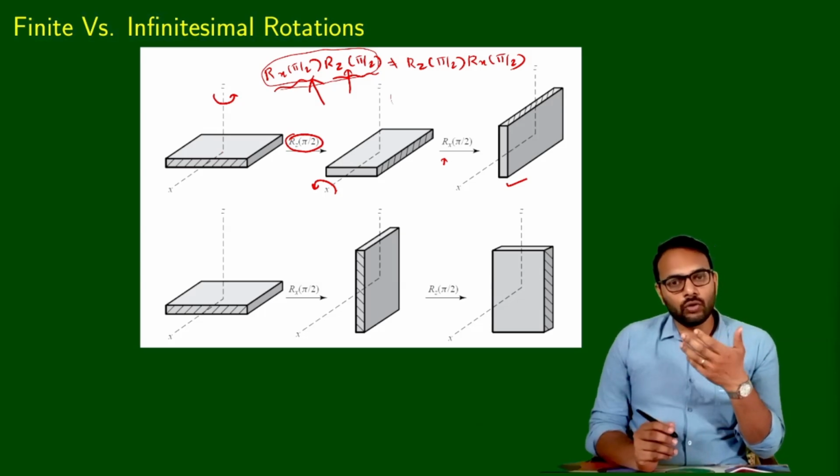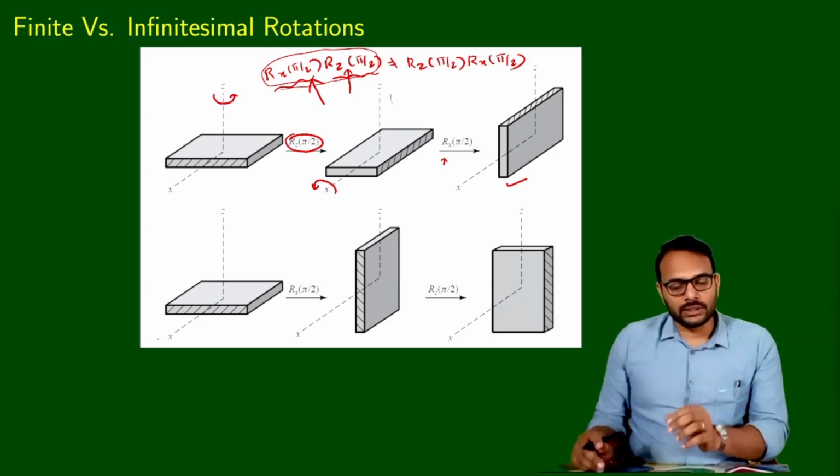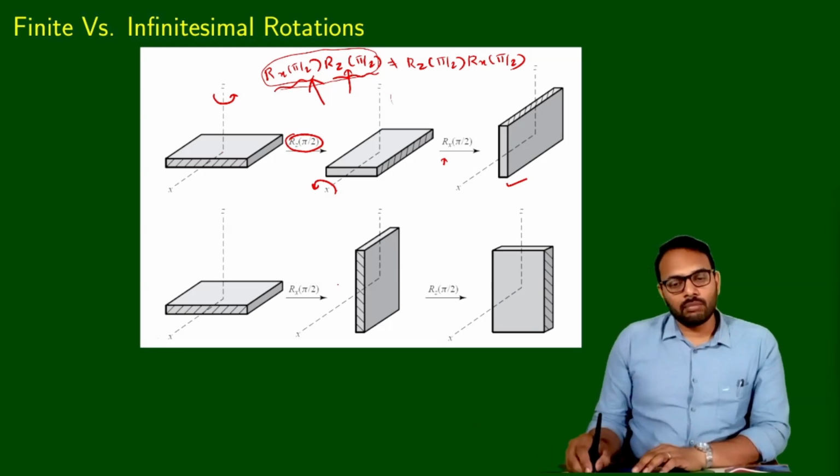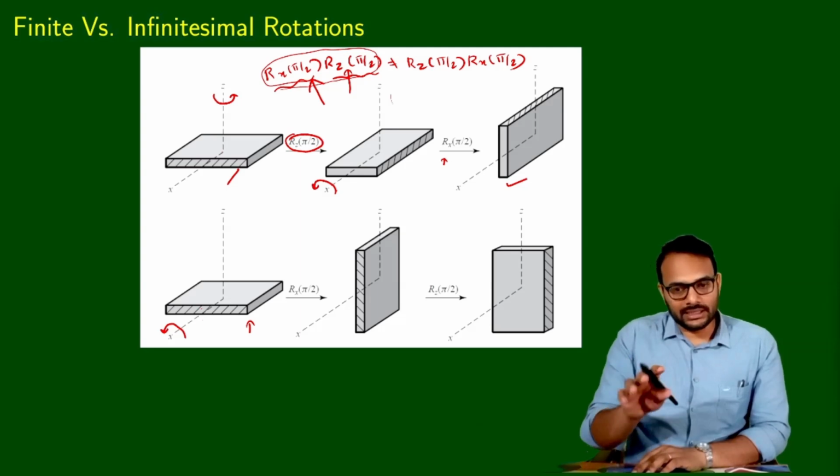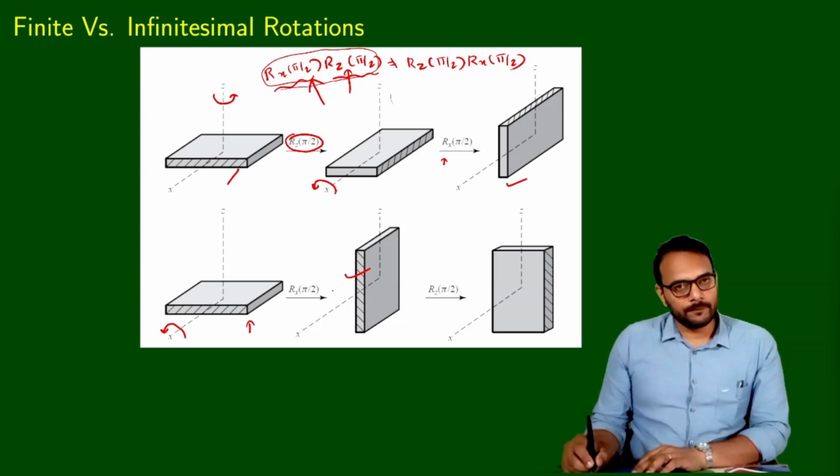Now let's do it in the opposite order. First, let's make the rotation about x-axis by the same angle pi by 2. So you start with the same orientation as we had here. You first make a rotation about x-axis by pi by 2. You just rotate it like that and you get this orientation.